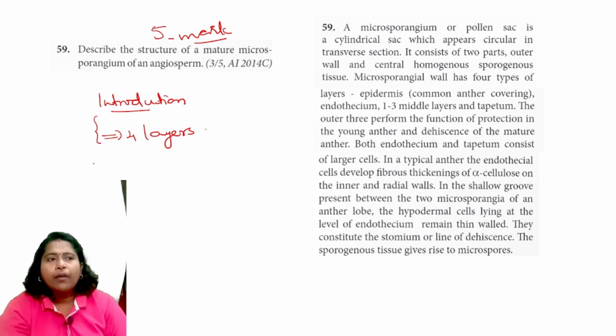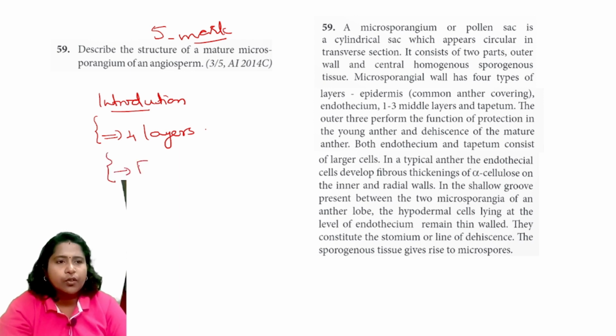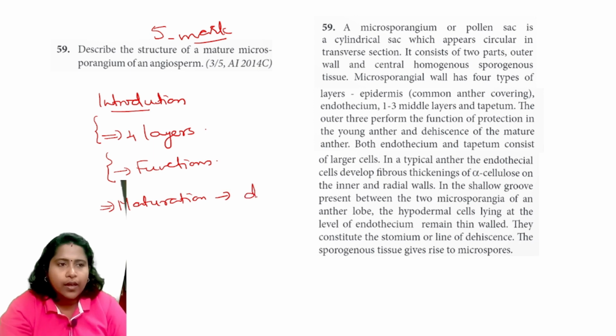And then, after that, you can write the functions of each and every layer. Then lastly, you can write that after maturation, dehiscence will occur. Okay, dehiscence will occur and it will release the pollen. So these are the points you have to write under that.